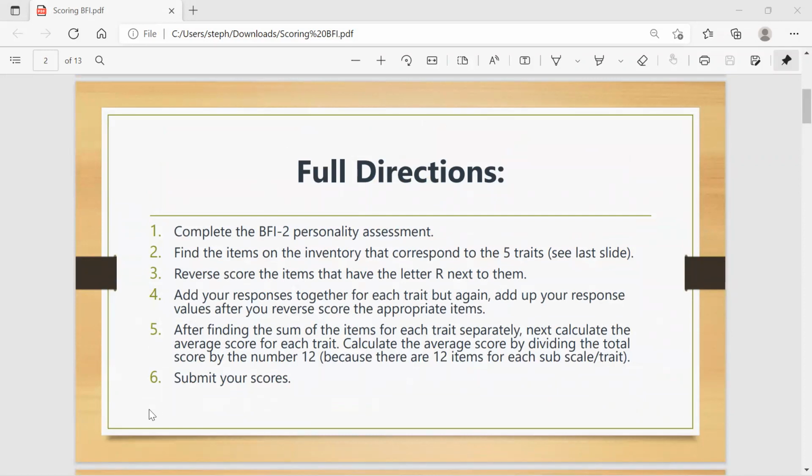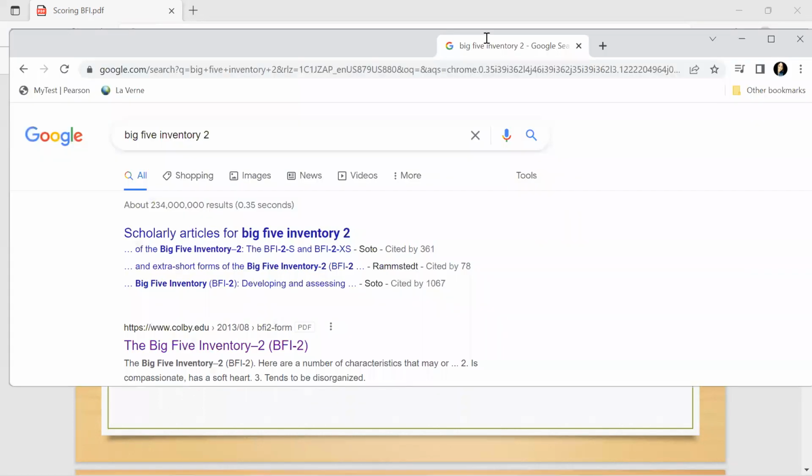Okay, so these are the full instructions, full directions for what I would actually do if you were in a face-to-face course with me. In a face-to-face course, I would pull up the BFI 2 personality assessment, print it out, and give everybody about 5 to 10 minutes to complete this. So I'm actually going to show you how to find this.